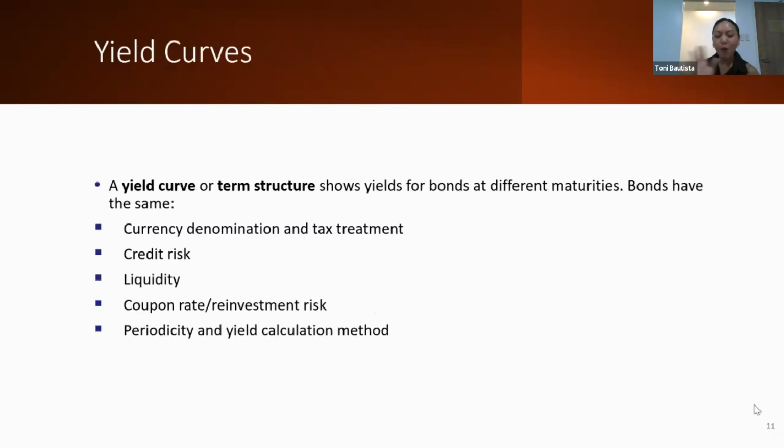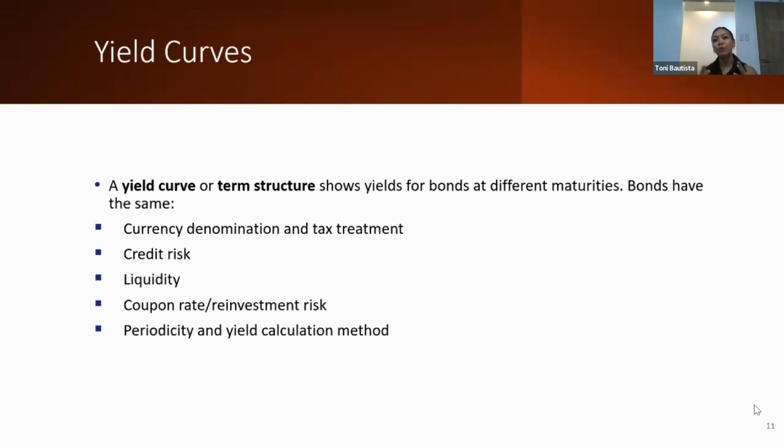Now, moving on to the main crux of our discussion. It's basically very easy, yield curves and duration. But yield curve, essentially, this just shows yields for bonds at different maturities. Now, take note that for you to be able to build a yield curve, you need to pick the bonds. Now, the bonds in your yield curve should have the same currency, denomination, and tax treatment, credit risk, liquidity, coupon or reinvestment risk, periodicity, and yield calculation method.